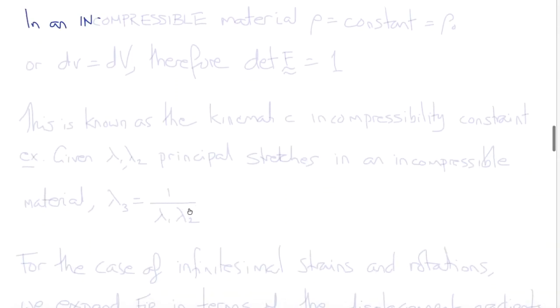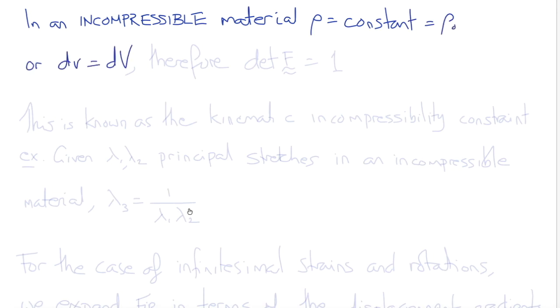If a material is incompressible, that means its density is constant. And material volumes don't change, so rho is equal to rho naught, or dv is equal to dV. Therefore, conservation of mass states that the determinant of F equals 1 for an incompressible continuum. This is sometimes known as the kinematic incompressibility constraint.